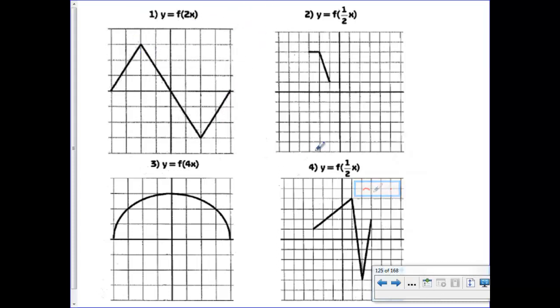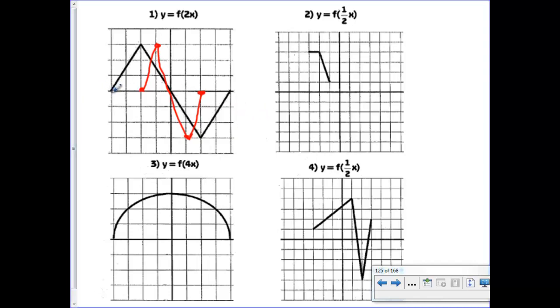Okay. Here, let me sketch what this graph will turn into. Maybe that'll help. This point will move into here. This point will move into here. This point will go to here. And this point will go to here. Shrinking. This is what the graph will look like.